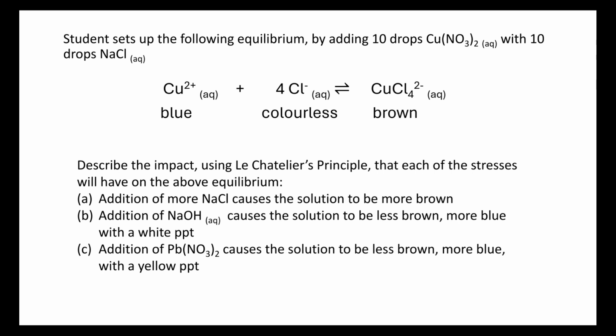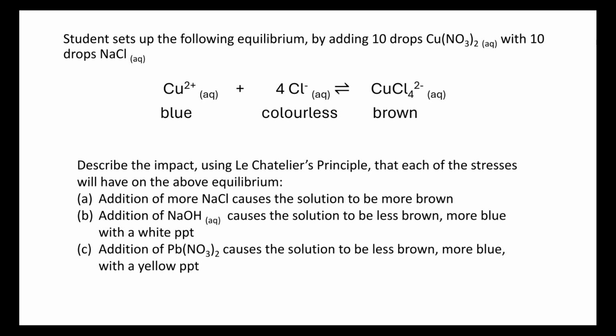So for example, we set up this equilibrium where we place 10 drops of copper(II) nitrate with 10 drops of sodium chloride. Now we know nitrate ions and sodium ions are soluble with everything, so we can ignore them. We end up with our net ionic equation, an equilibrium where my copper(II) ions combine with chloride ions to form what's called a complex ion that has a brown color.